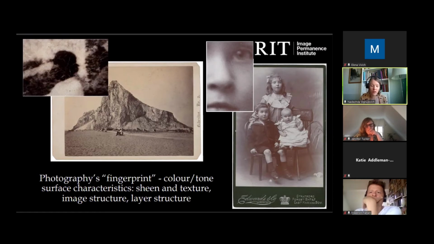of the photography collection. In the view of the Image Permanence Institute, process identification consists of various activities like the study of the photograph's component materials, its structure, aesthetics, and historical and cultural uses. Each photographic process has a unique fingerprint which consists of the image color, tone, the surface characteristics like shine and texture, the image structure, and layer structure.